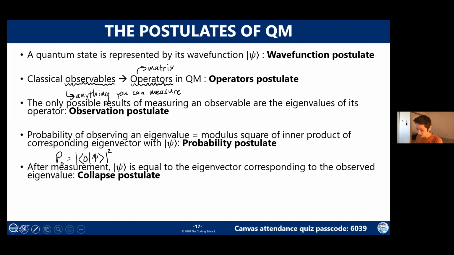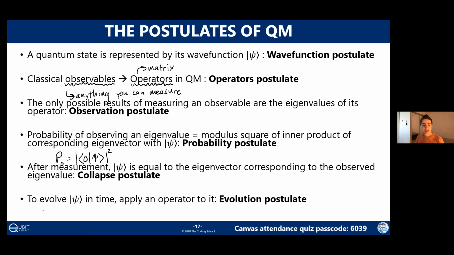Next up, after measurement, psi is equal to the eigenvector corresponding to the observed eigenvalue, the collapse postulate. So all this is saying is that after you take a measurement, again, this is something that does not make sense in our world, but in the quantum world, taking a measurement changes the state. Remember, we talked a lot about this last week. Measuring a property of a quantum object changes the quantum object itself. How does it change, you might ask? That's what this postulate says. It changes to the eigenvector corresponding to the measurement you took.